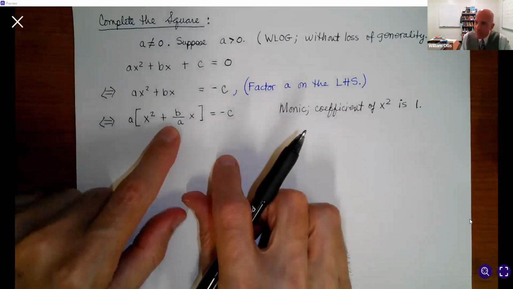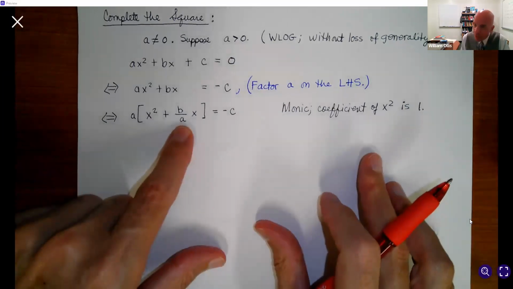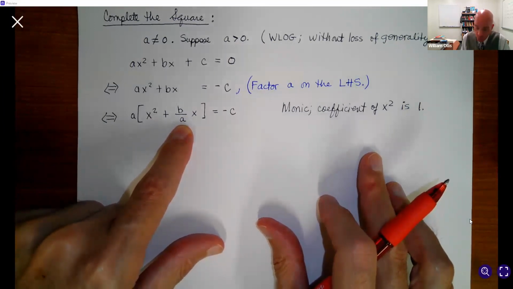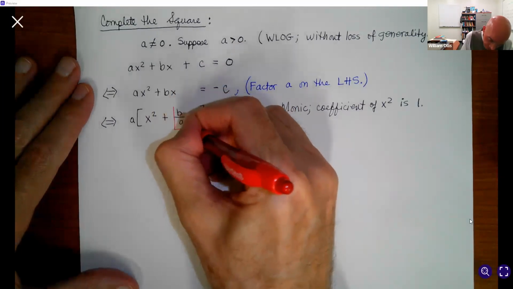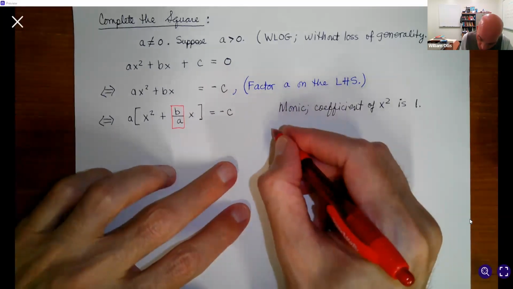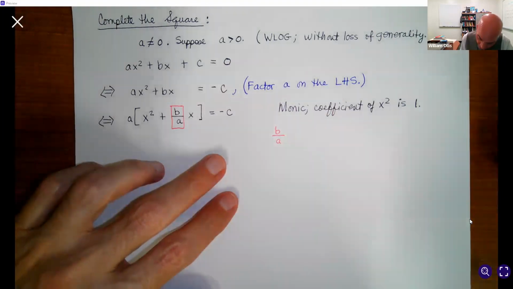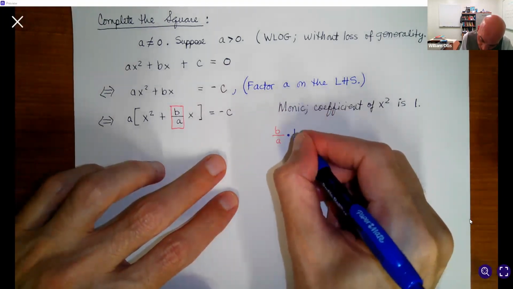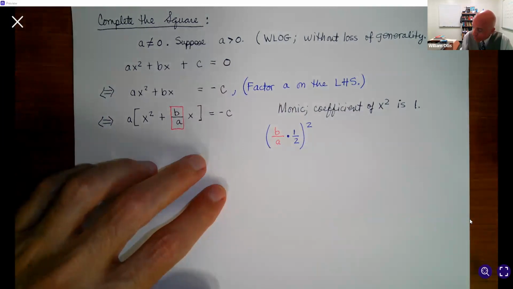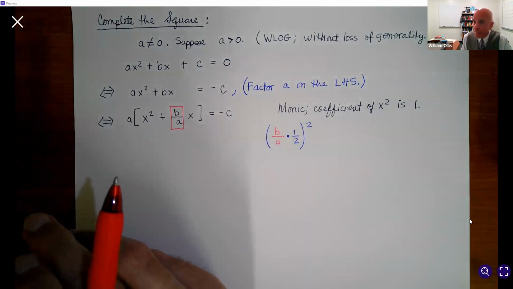So now, how do we complete the square? Well, this is the easiest part. What we do is we take 1/2 of the coefficient of the x term and square it. So we go here, and it really depends on your numbers as to how complicated the b over a is. So we take b over a, and we multiply by 1/2, and we square it. That's how we determine the number that is required to complete the square.